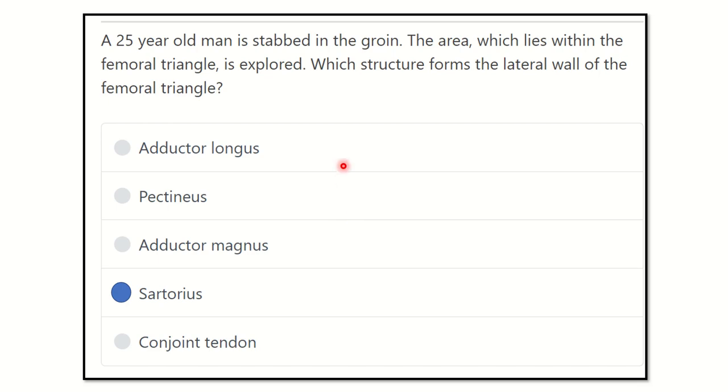So here our answer is now ready, that the structure which forms the lateral wall of the femoral triangle. Lateral wall of femoral triangle, it is formed by the medial border of the sartorius muscle. It is the sartorius muscle, and medial border of the sartorius muscle forms the lateral wall of the femoral triangle.